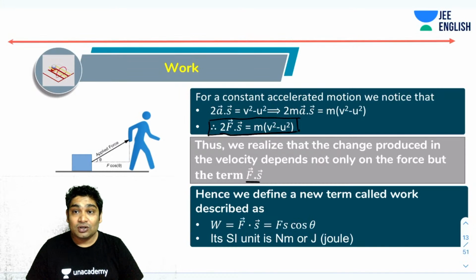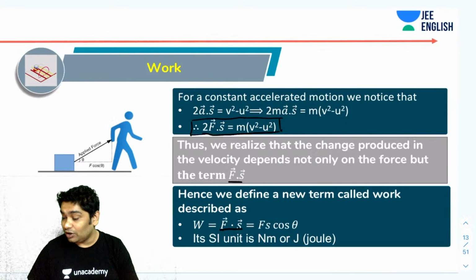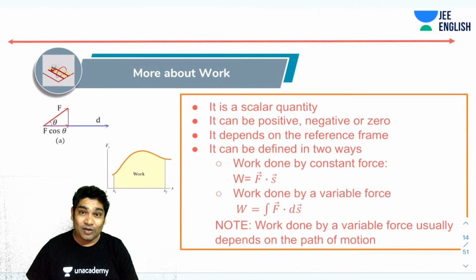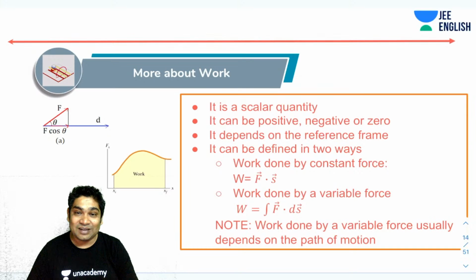Okay, so for a constant force, the work done is defined as F dot S. Its SI unit would have been Newton meter, but we give this a special name. We call it joules. Now, please note that there's a lot of confusion among students about what this F dot S is. So I wanted to clarify, and I will, just after talking about some more things about work.